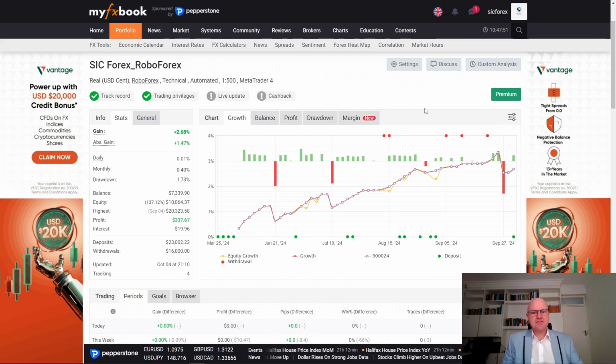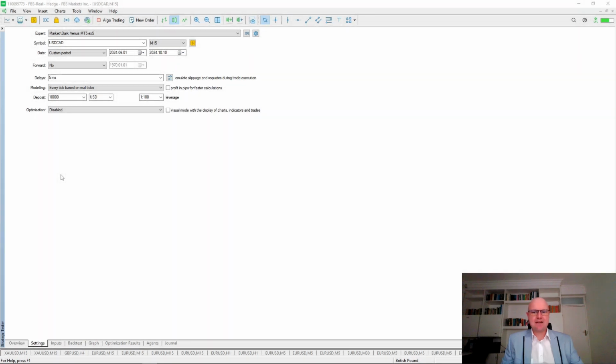Now I've been running the set file for Dark Venus since June of 2024, so in the past 3 months it's been able to generate $337.67. And you'll see that where we have the line that we often do have losses because every Friday all of the trades are closed. This means every weekend you are free of stress, not having to worry about the trades that are still live in the market. So since the 3rd of June, we've generated 2.68% gain with a very low drawdown of 1.73.